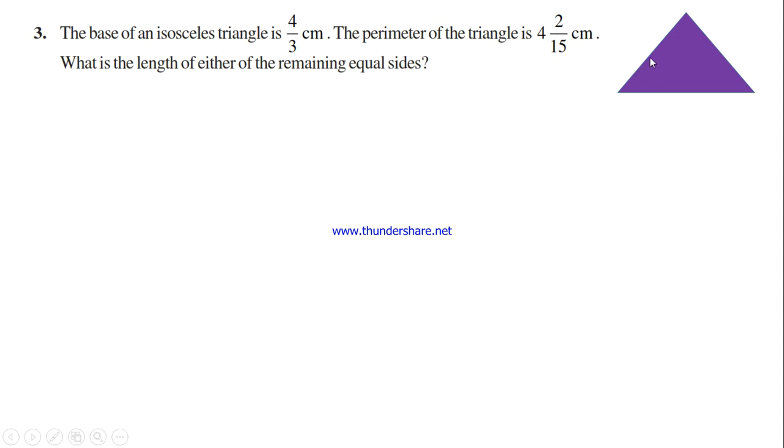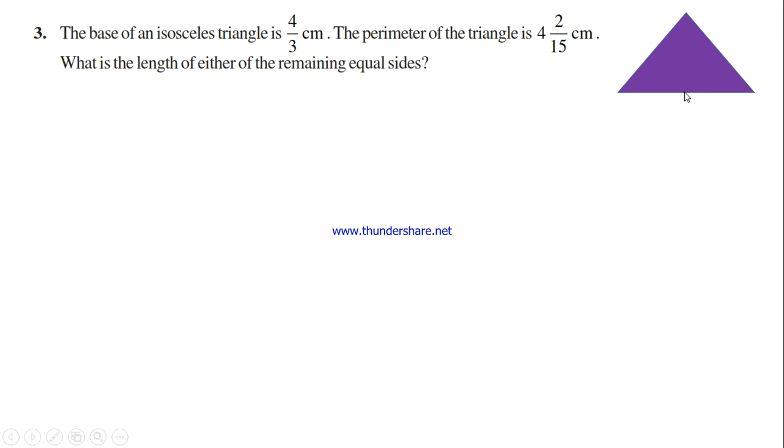Any of its two sides equal. See, if you take these two sides are equal, is it or not? Is it looking like this? These two sides are equal, then the non-equal side is called the base.